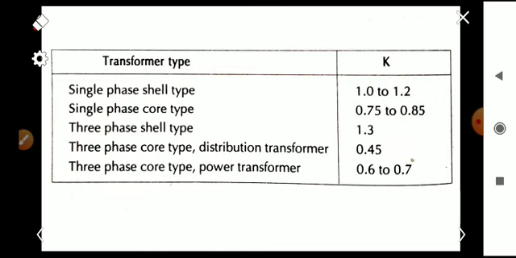The value of K will be different for different types of transformers. For a single phase shell type transformer, the constant K will be between 1 and 1.2. For a single phase core type it will be between 0.75 and 0.85. For a three phase shell type the value of K will be 1.3. For a three phase core type distribution transformer, the value of K will be 0.45, and for a three phase core type power transformer, the value of K will be between 0.6 and 0.7.